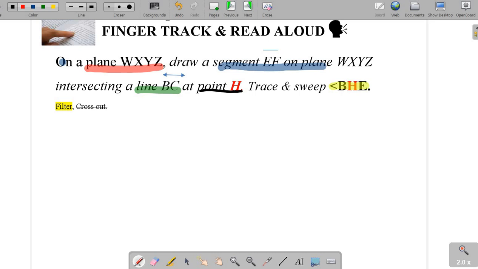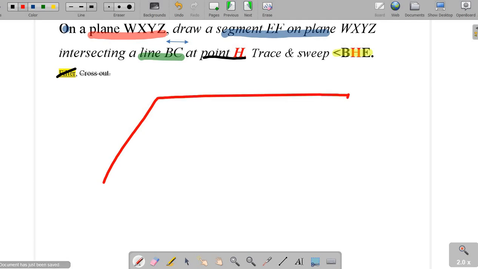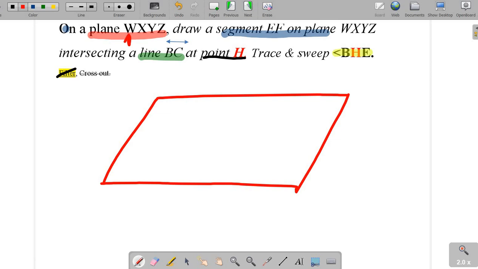Pass number 3, that was filter. Now we read and we cross things out as we account for it carefully. First, we're going to draw a plane WXYZ. So I'm going to draw like a tabletop to represent 3 dimensions. Does not matter where that W starts.